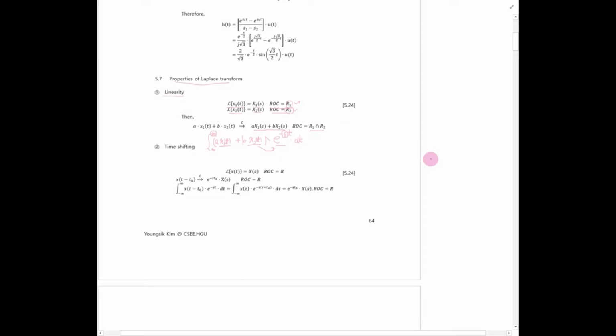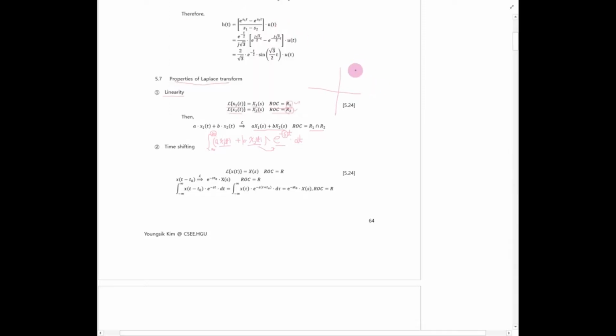For example, let's give some examples of the region of convergence for R1. Here is the s domain, and R1, for example, should satisfy this side. This one is the R1 region, and the R2 region is like this one, the right side of this one. Then the Laplace transform of this one should be the intersection part of these.